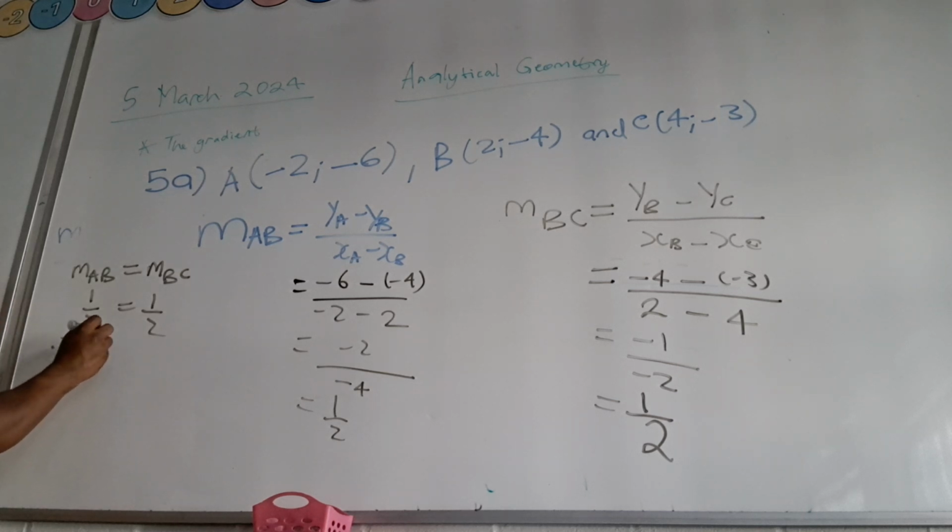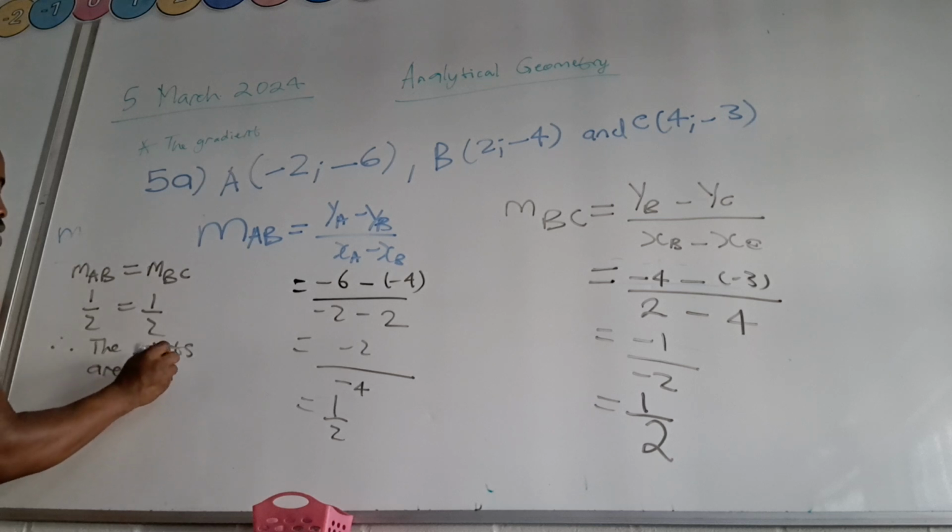Okay, so the gradient is equal. Therefore the points are collinear. I'm just going to say that. Points are collinear.